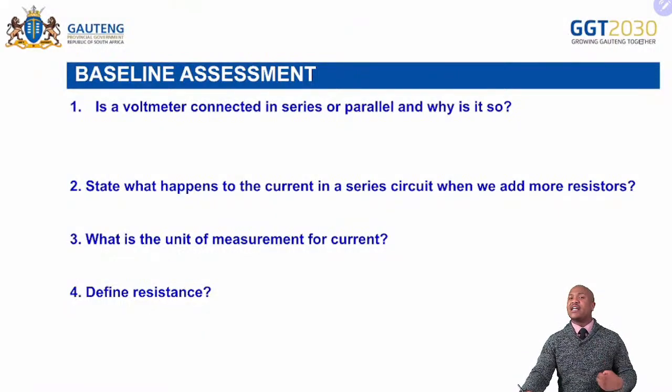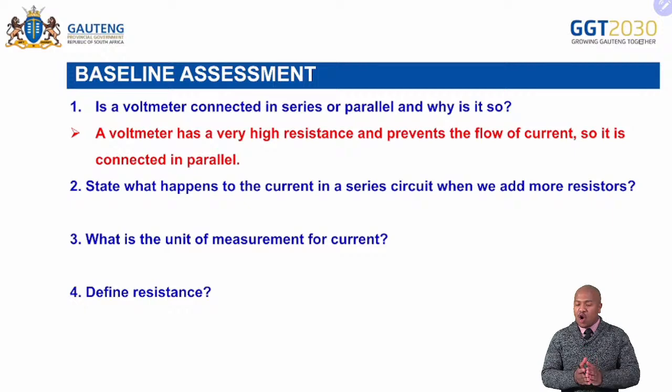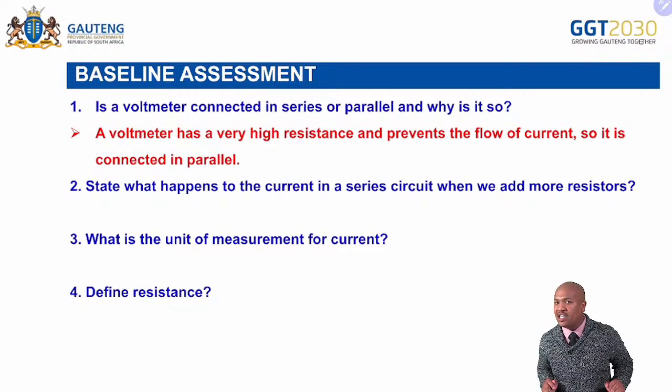Number one was saying, is a voltmeter connected in series or parallel, and why is it so? And the answer is what? The answer is that a voltmeter is always connected in parallel, right? This is why.